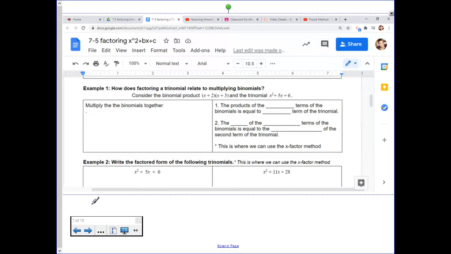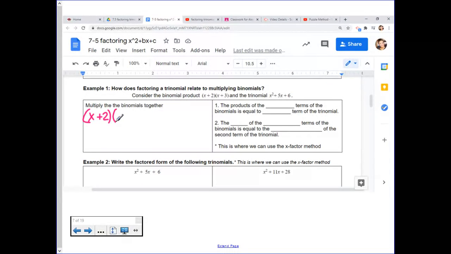So we have the binomial x plus 2, and we're multiplying it times x plus 3. It says multiply the binomials together. Well, what is x times x? So this is the FOIL method. I do the first two, the first one on this one, the first one on this one, and I multiply. O stands for outside. I'm going to take the outside of this one times the outside of this one. So what's x times 3? So 3x.